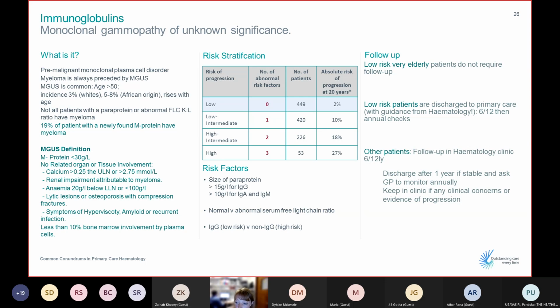Patients that are then found to have a stable paraprotein and that don't have any clinical concerns or evidence of progression can sometimes be discharged to community follow-up.